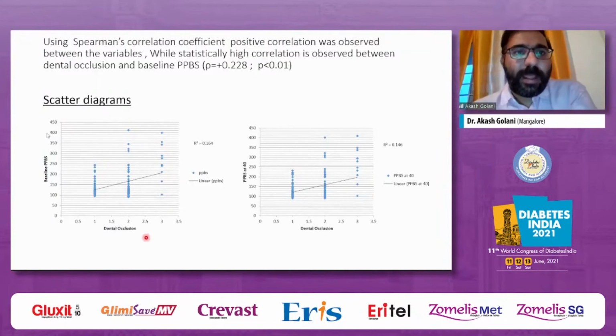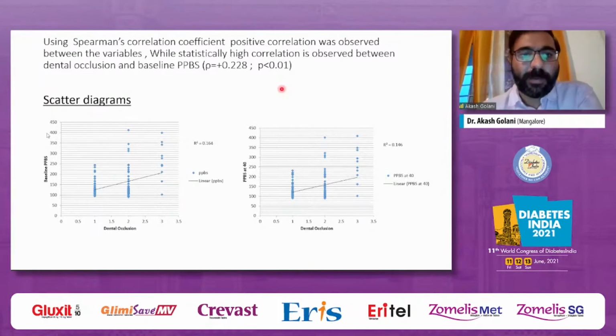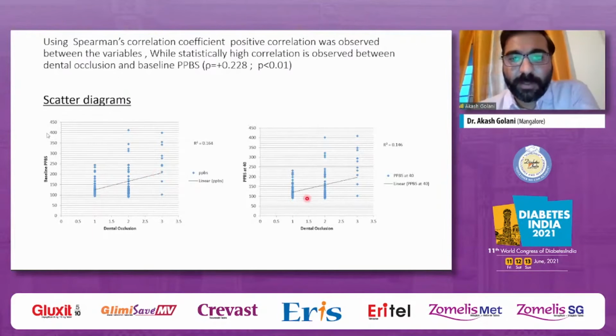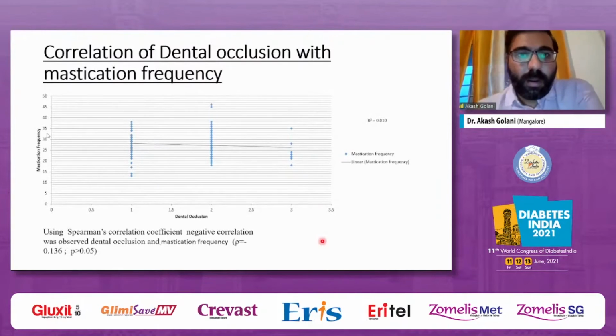These are scatter diagrams using Spearman's correlation coefficient. A positive correlation was observed between the variables, and this shows that as the occlusion class increases, the PPBS also increases, and the same goes for the FBS. This is the next correlation, dental occlusion with mastication frequency, which says that as the dental occlusion worsens, that is, as you go into class 3 occlusion, the mastication frequency decreases, in a very linear decrease.